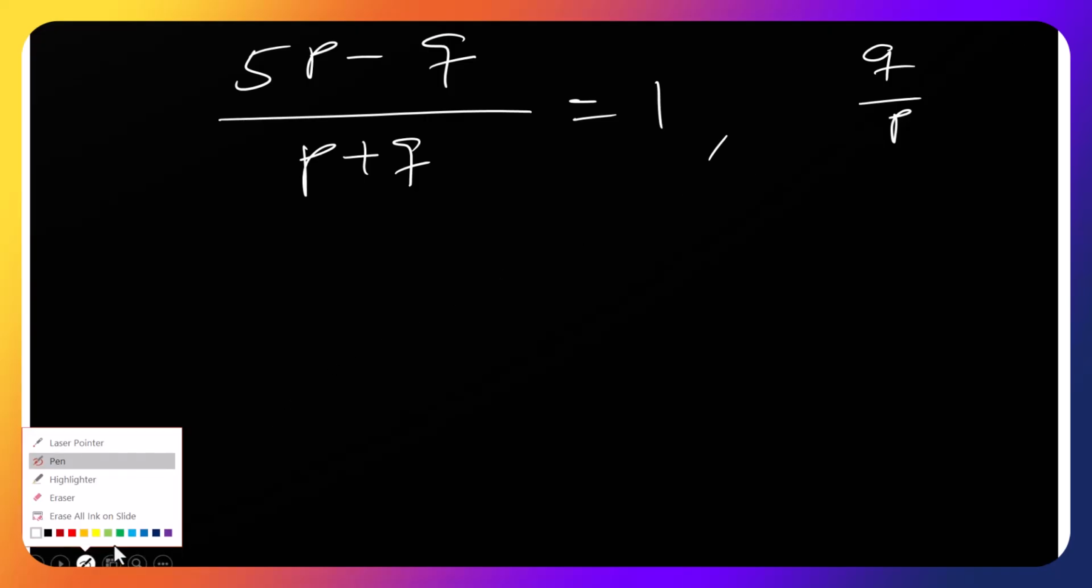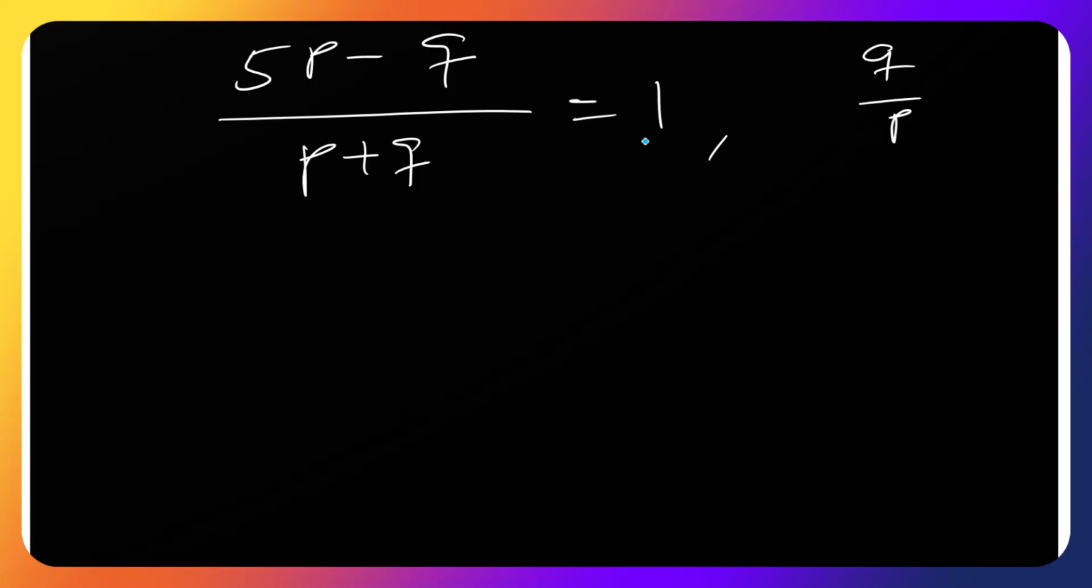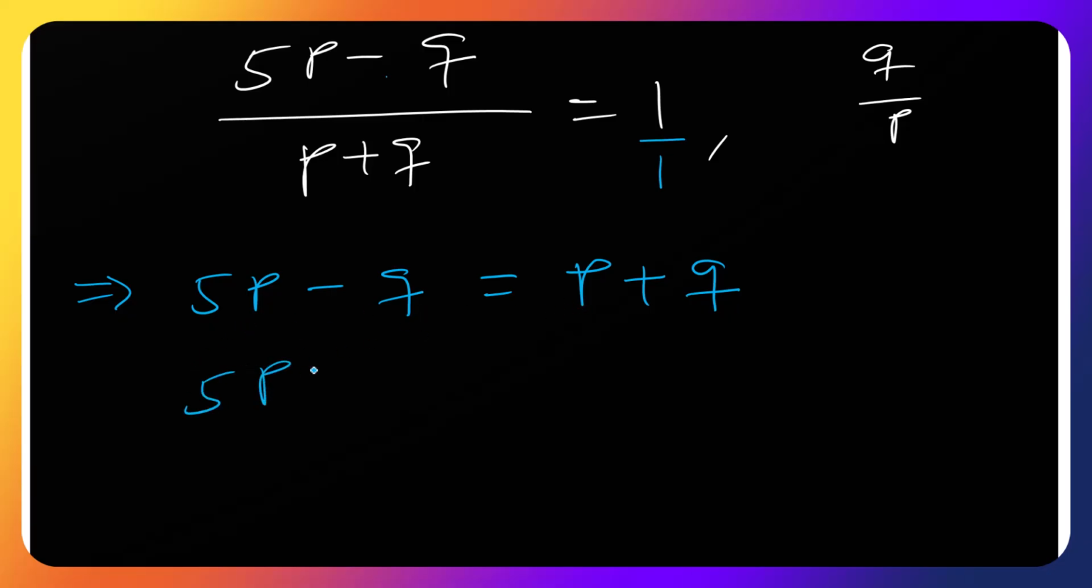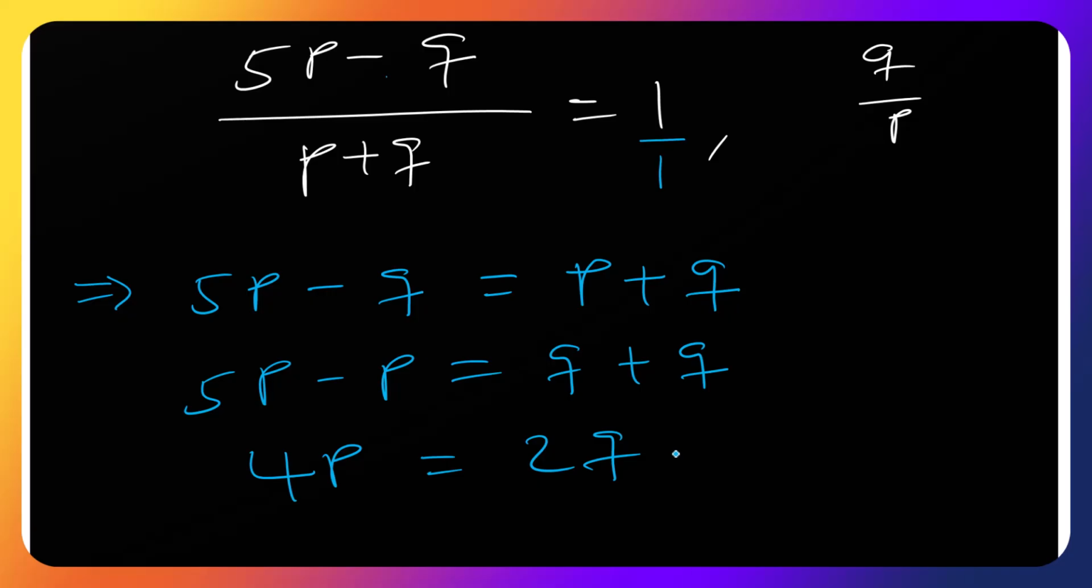Okay, so from here, we can make this side over 1 and do cross multiplication. 1 times this is 5p minus q. This times 1 is p plus q. So let's group like terms. 5p minus p equals q plus q. We have 4p equals 2q. So we are after q on p.